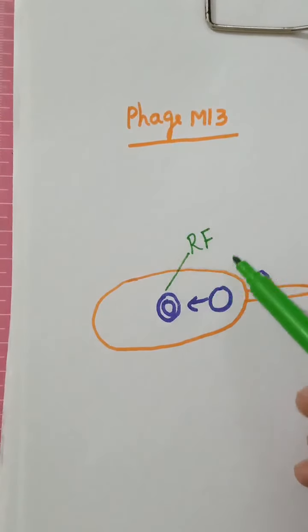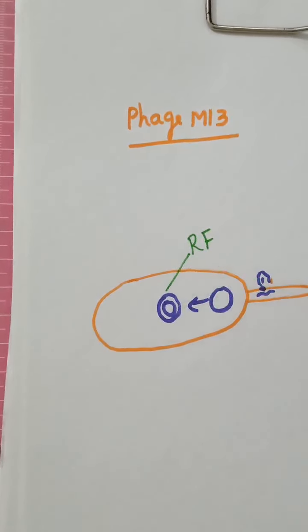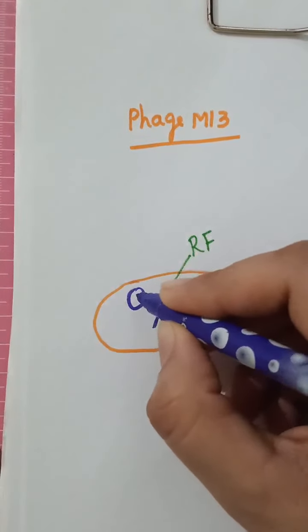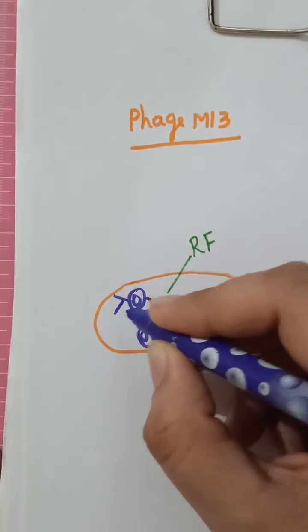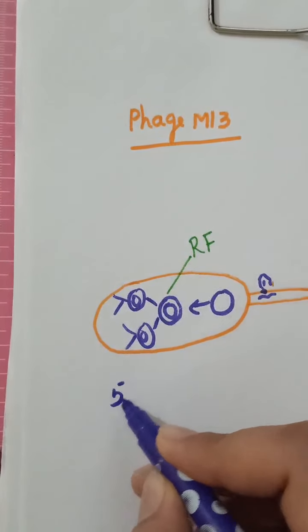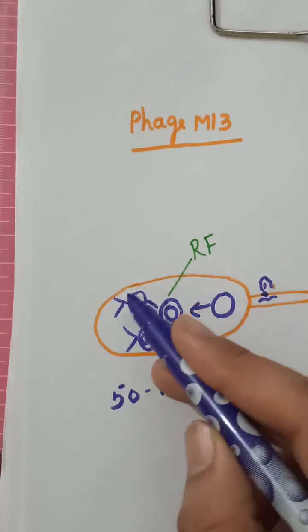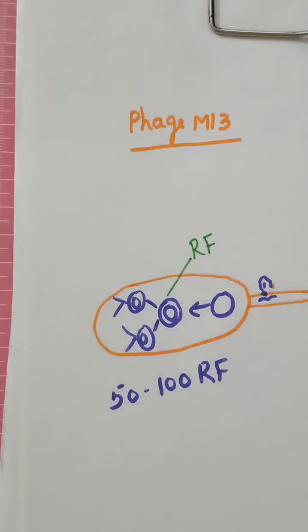Now this RF form, or replicative form, starts dividing and doubling this double-stranded molecule. It is called the replicative form, and it forms about 50 to 100 RF molecules per cell. Again it starts dividing, and further it divides, and like that in a cell we get about 50 to 100 RF molecules, which are replicative forms, this kind of double-stranded DNA.